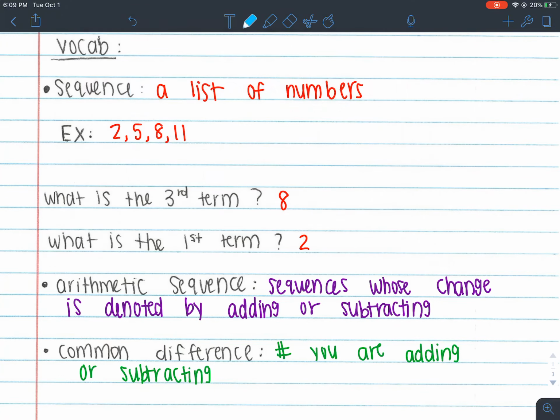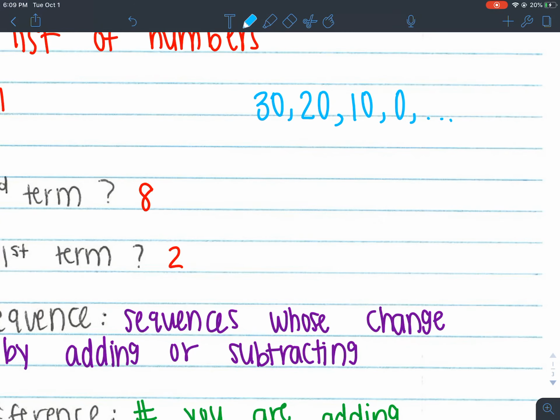So for example, if I have a sequence that's 30, 20, 10, 0, and it keeps going and going, well, this is also an arithmetic sequence because every single time I'm subtracting 10. So yes, arithmetic, my common difference is going to be negative 10 because I'm subtracting 10. Now, if I put a 1 here, now this is no longer arithmetic. I'm not subtracting or adding the same thing every time.